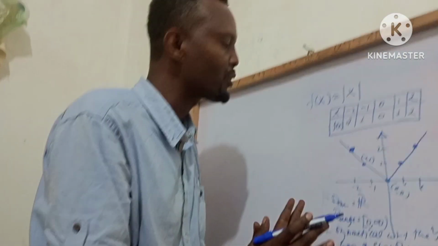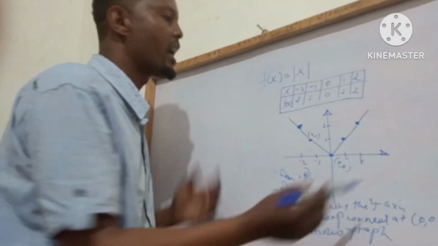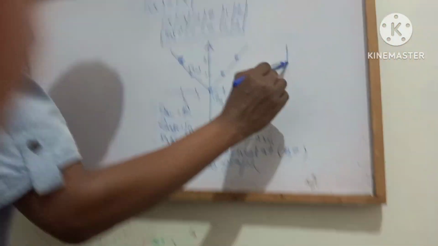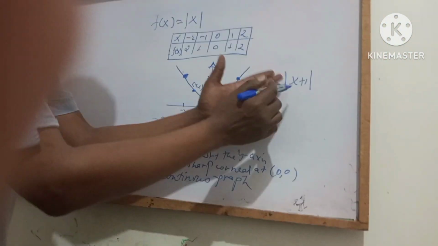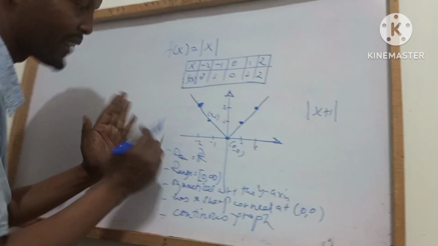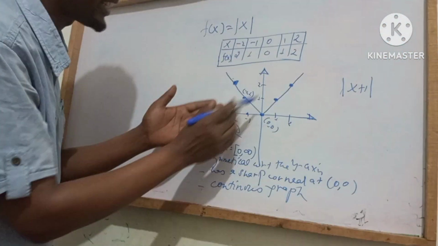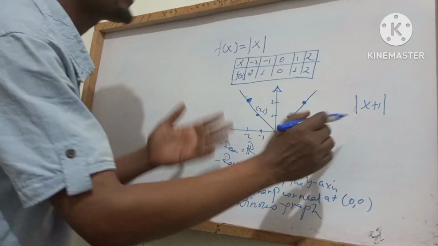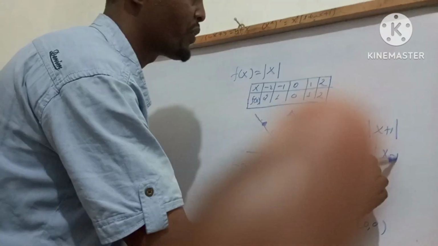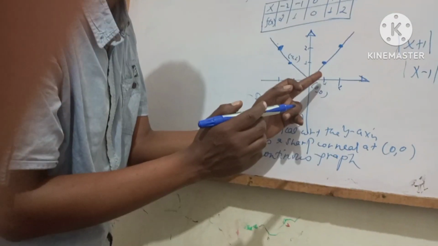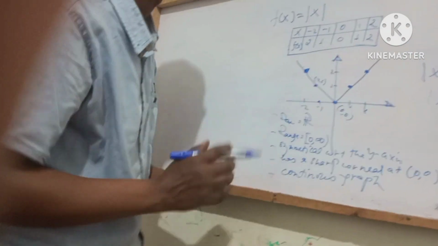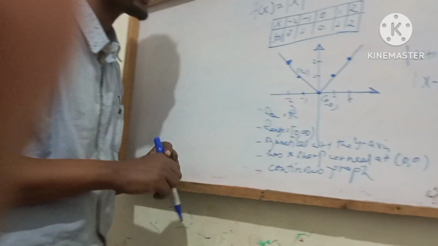For the graph of the absolute value, if we have this graph, for example, the absolute value of x plus 1, you just move it 1 unit to the left, it becomes here, and then you can draw. If we have the absolute value of x minus 1, you move this graph to the right 1 unit, it becomes here. Thank you. We will see the other graphs next time.